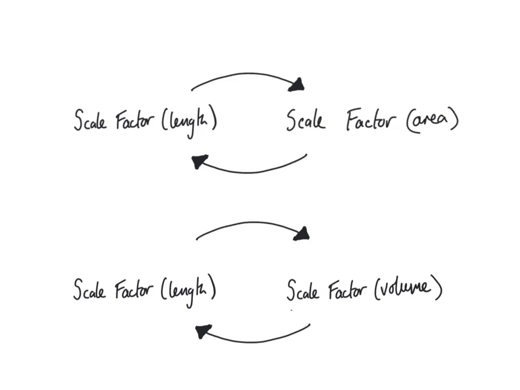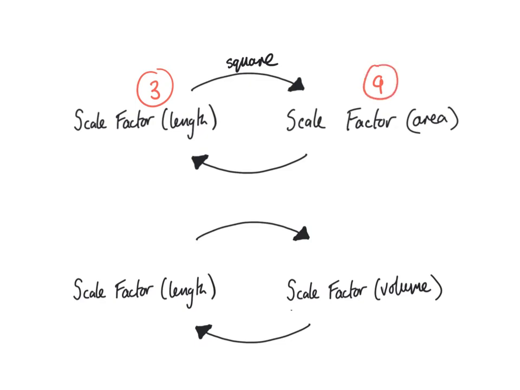And what you'll hopefully remember is all I need to do here is square it. So to give you an example, say for instance I put the number 3 here as my scale factor of length and I want to change that into the scale factor for area. All I would do is square that and that would give me 9.